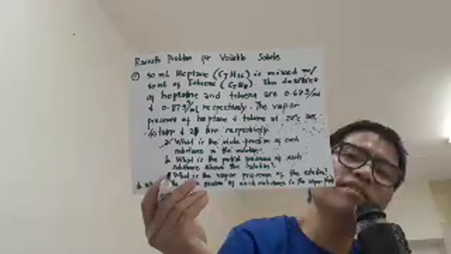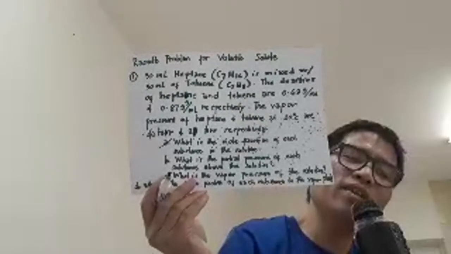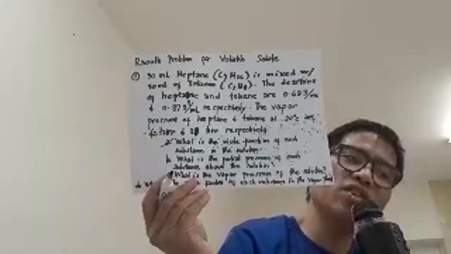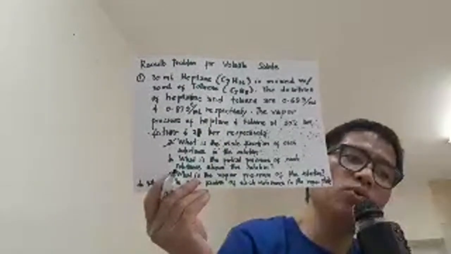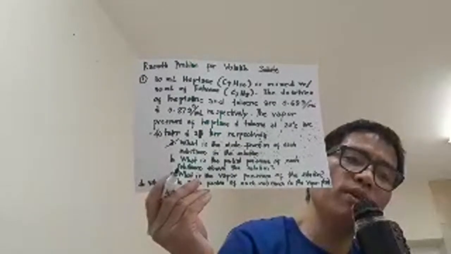Okay, so now we answer. We already answered letter A, right? What is the mole fraction of each substance in the solution? So, heptane 0.323 and toluene 0.697. I showed you a while ago, it has been solved already, right? The mole fraction of heptane, 0.323, and then the mole fraction of toluene is 0.697. Okay, and then we go to number 2.